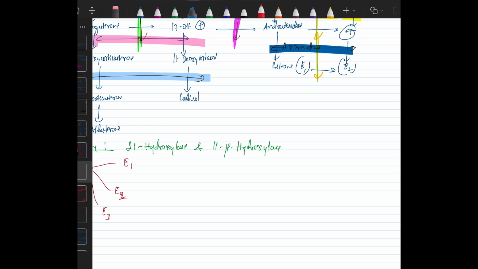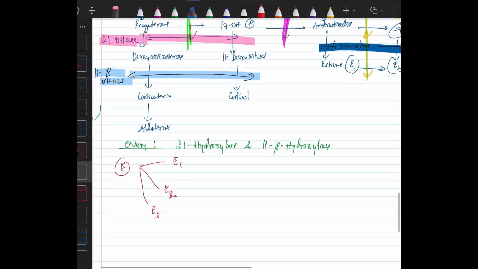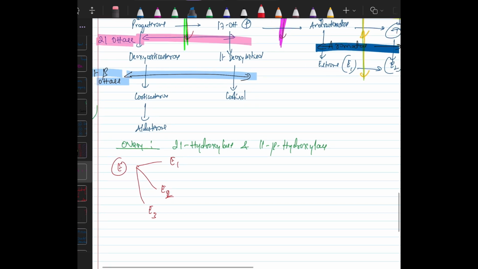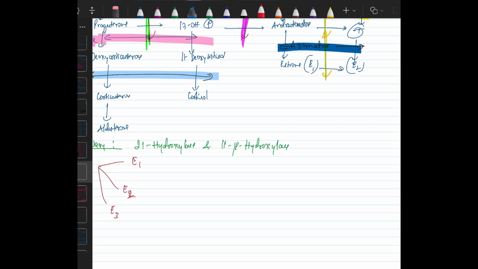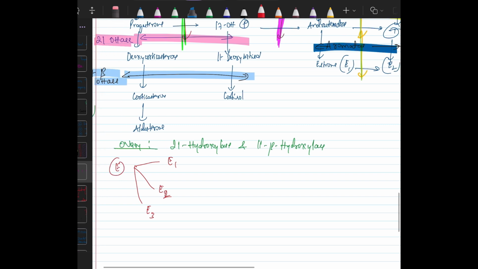Okay, so that's why even in a postmenopausal female we can find a certain amount of estrogen, that is because of peripheral conversion. So I already told you there are three types, E1, E2 and E3. So E1 is mostly seen in your postmenopausal female.